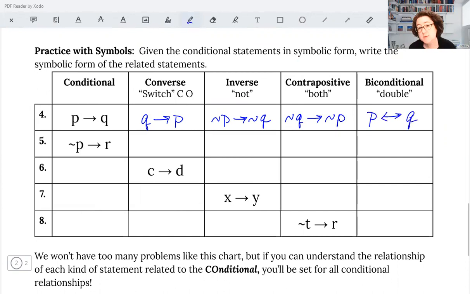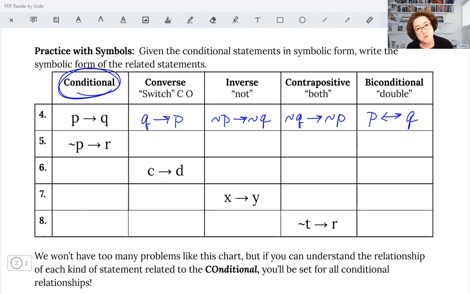Now, there are definitely some patterns that you might start seeing if you compare converse to contrapositive or inverse back to converse. But I find it's a whole lot easier for me to keep these patterns straight if I always think about just how is it related to that original conditional statement. So if you always start with that as your reference, it's going to be a lot easier to remember these patterns.